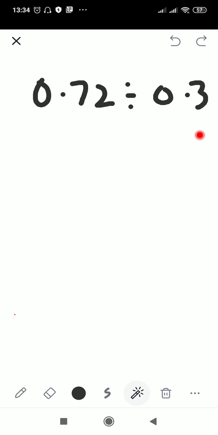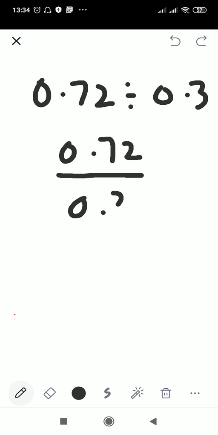So the first thing that you are going to do, you are going to write this first in the form of a fraction, 0.72 upon 0.3. First you're going to write down in the form of a fraction, 0.72 divided by 0.3. Alright, the next step is when we are dividing the decimal with a decimal, we should get the dividend as a whole number.